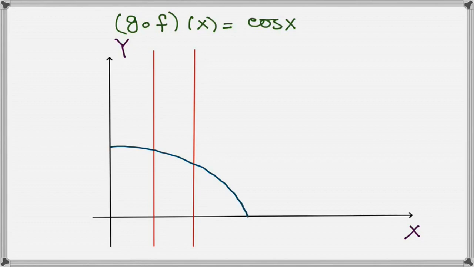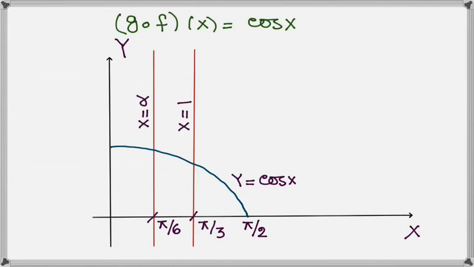So this point is pi by 2, this point is pi by 3 and this point is pi by 6. This is y is equal to cosine of x. This one is x is equal to alpha and this one is x is equal to beta. We have to find out the area of the shaded region.